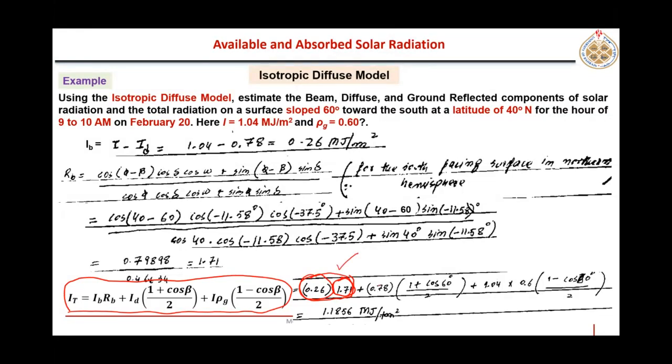So this is the beam part, this is the diffuse part, and this is the ground reflected part. Here is the total amount of radiation falling on a tilted surface. This was given, the total amount of radiation falling on a horizontal surface, which is measured. Now using this, we can find out the total amount of radiation falling on the same surface when it is tilted to 60 degree. So here we can see the effect of tilt. By tilting it, the amount of radiation falling has increased from 1.04 to 1.18, right? It's megajoules, so it's not a small increase, it's a big increase in megajoules per meter square.